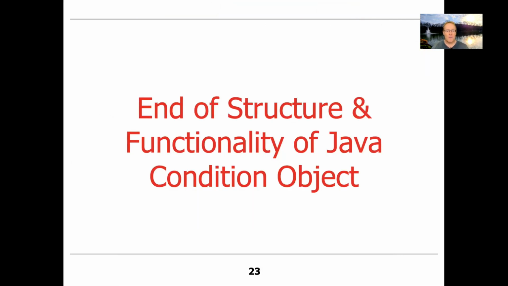So that's the end of our overview of the structure and functionality of Java Condition Object. As you can see, there's a lot to it, and it's a little subtle how it gets used. And we'll cover this in more detail when we talk about the key methods in an upcoming lesson, as well as some good examples from the Java array blocking queue implementation that we'll look at next.